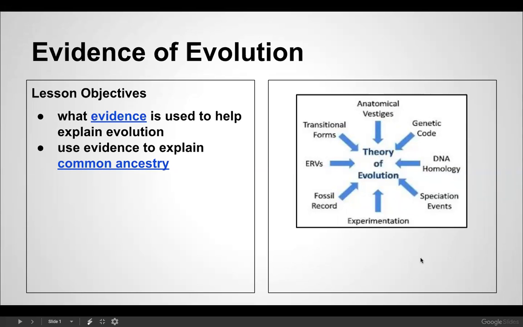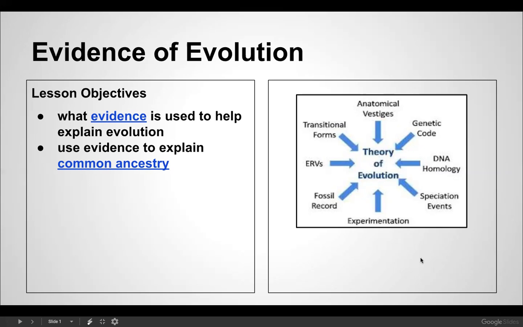Lesson 4.3, is it? Lesson objectives, right? We're looking for the evidence of evolution. So how do we come up with this theory? What's the evidence that allows us to make some theoretical concepts here? So lesson objectives: what evidence is used to help explain evolution? And use evidence to explain how common ancestry has evolved over the time period since Darwin, right?